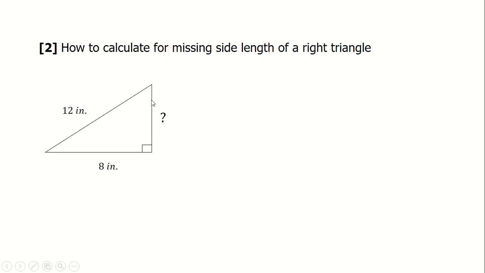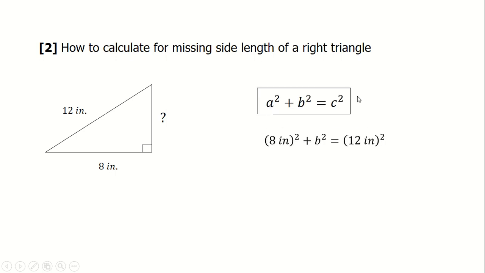What is missing is one of the legs, either A or B. You can decide. Here in my calculation, my question mark, my missing side, is letter B. But if you choose A, that will also be okay. We will square 8 and 12 inches. Square of 8 is 64 and square of 12 is 144.